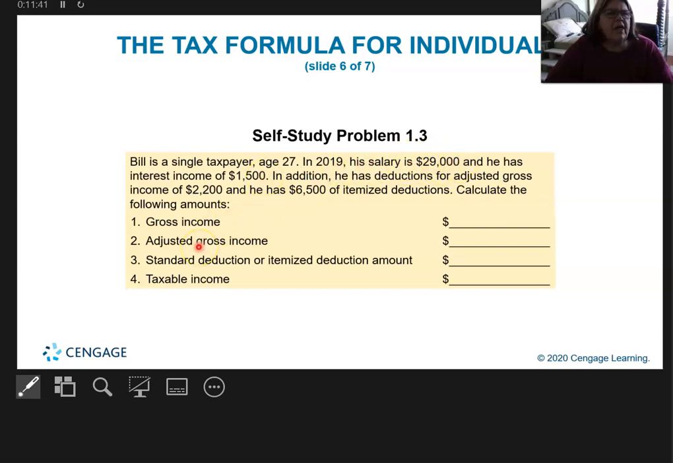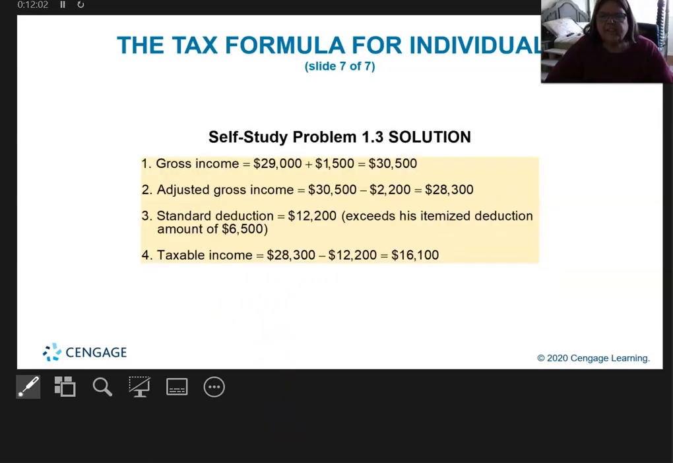His AGI will be his gross income minus $2,200. Okay, and his standard deduction, he's probably going to take the $12,200 since he only has $6,500, and I'll show you what he's going to owe on the next slide.